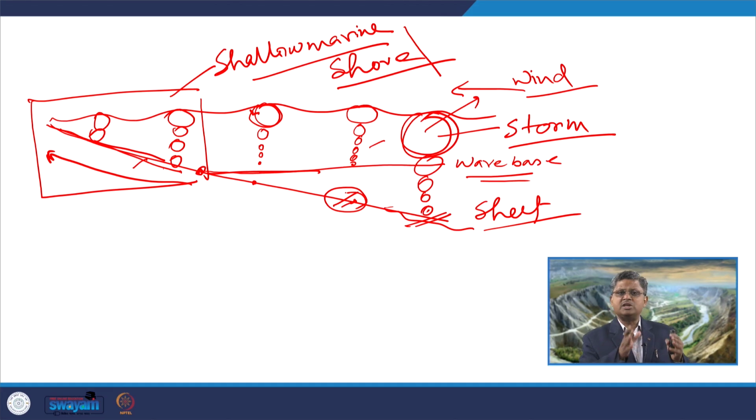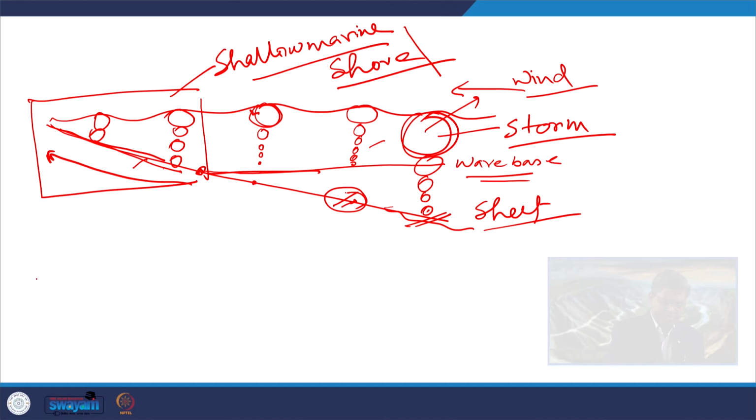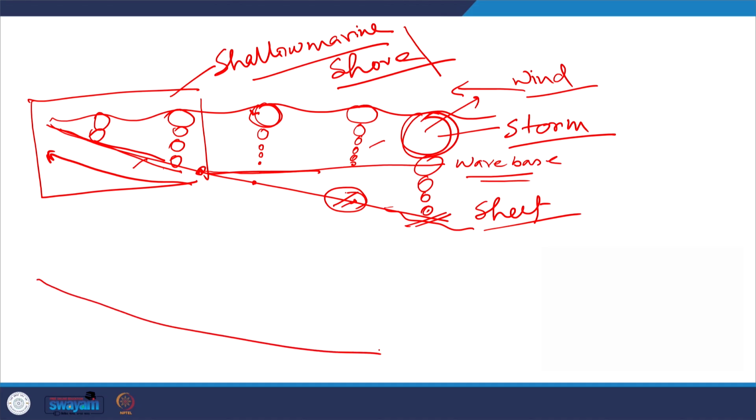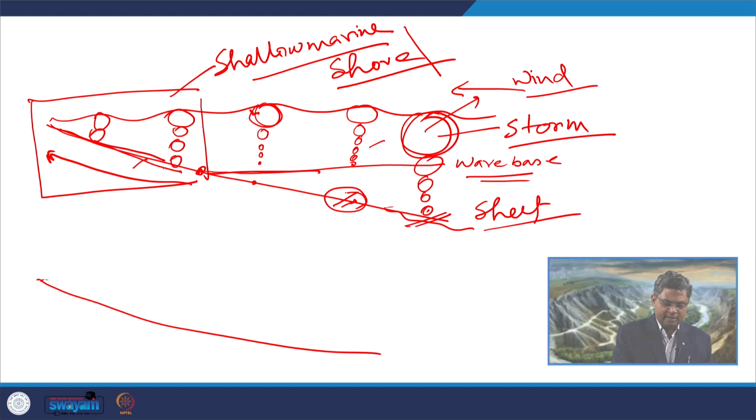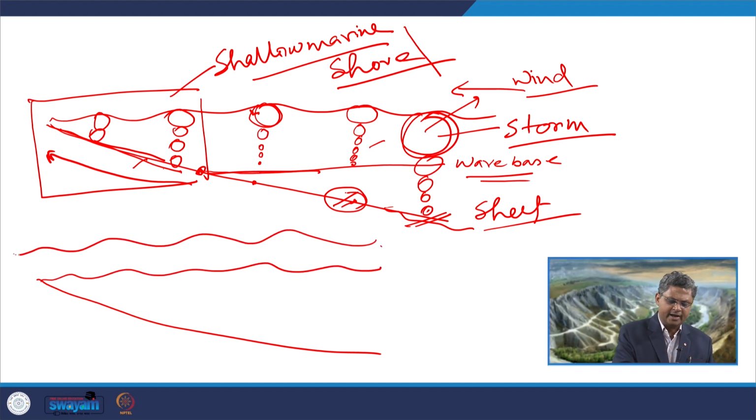Now, the position of this wave base will go on changing as the sea level is changing. Say for example, if this is the same section again, earlier the base level was here, now the base level is rising up and it is reaching up to this. For this particular level, the wave vortex was somewhere here, say for example, the wave vortex was here.